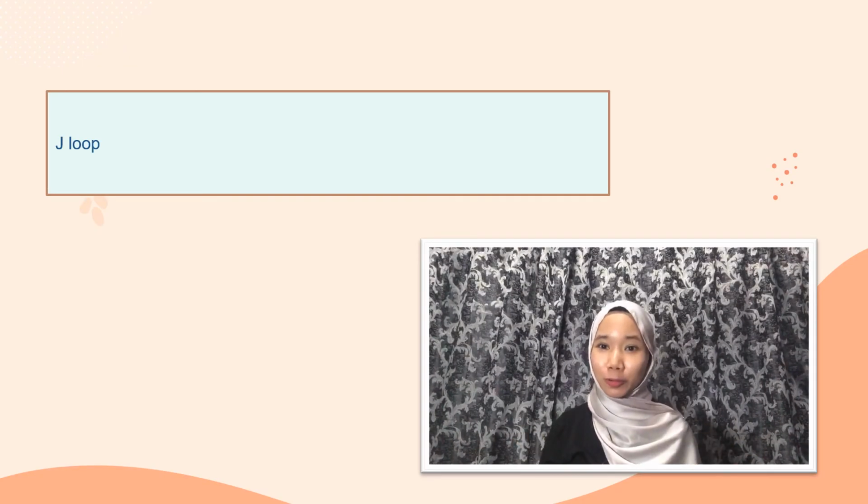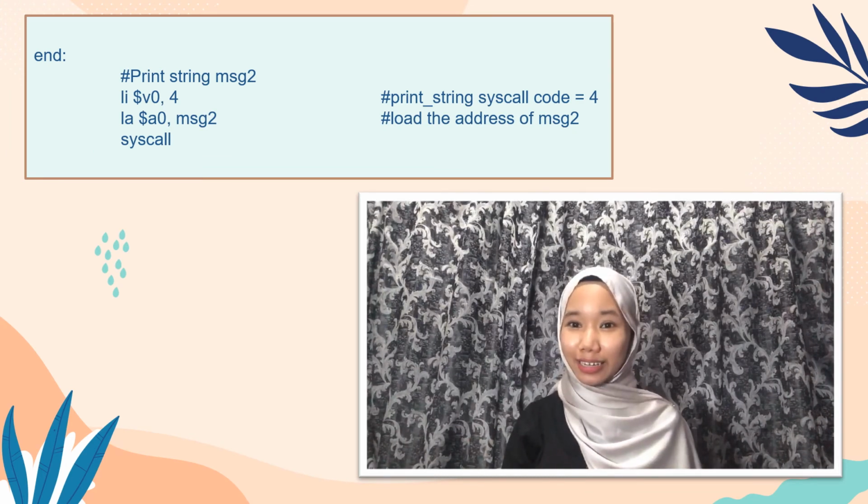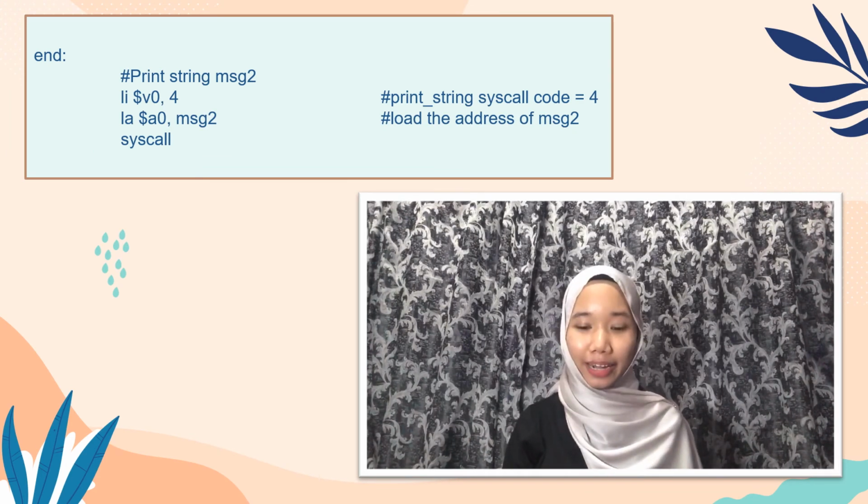Then we go to the jump command, which means the program will go to the address that comes after the command. In this case, it will go back to the loop, and the program will loop until it reaches the last position of the numbers, where it will exit the loop and go to the end part. Okay, right now we are at the end section, where we will print the string message of MSG2.